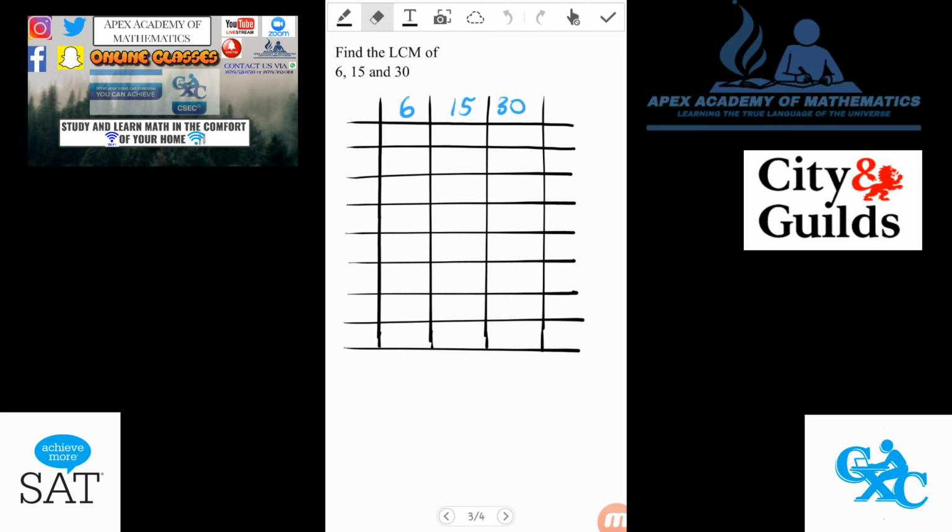Now remember, we said earlier that a multiple is basically what they can go into. So what we're looking at is what 6, 15, and 30 can all go into. We want that one single number that they can all go into. So that's really what we want to find out. All right, good. So let's have a look at that.